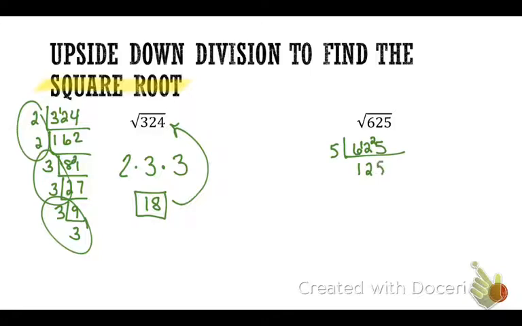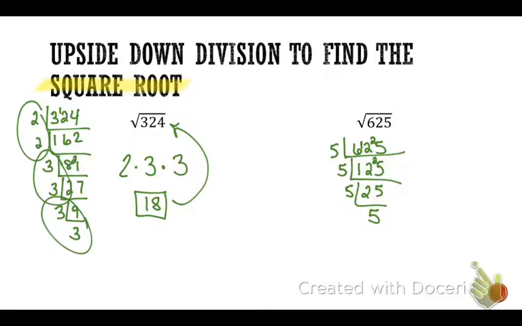Okay, so 125. 5 goes into 125. 5 goes into 12 how many times? 2. With how many left over? 2. All right, and then we get a 5 and another 5. How do I know I'm done with the division? Yes, because my bottom number is a prime number.